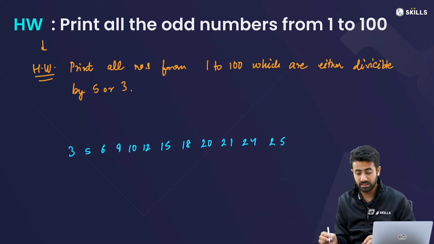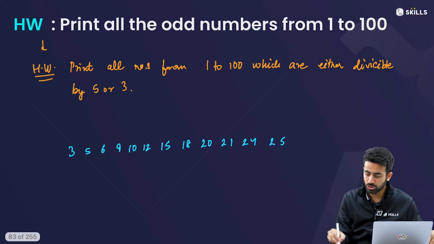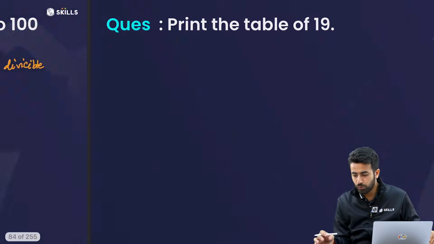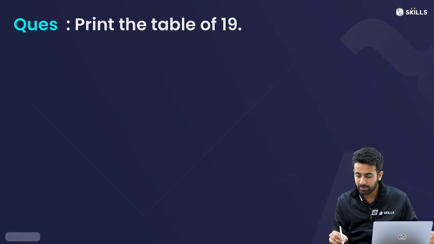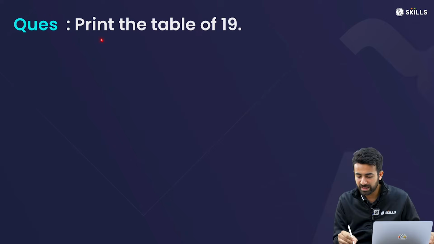Whatever numbers that are in the table of this. So this is your homework, right? Perfect. This is also your homework. Before moving ahead, before printing the table of 19, let's first solve this question of print the table of 19.